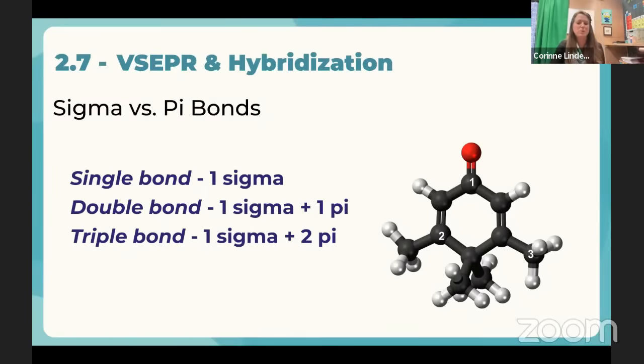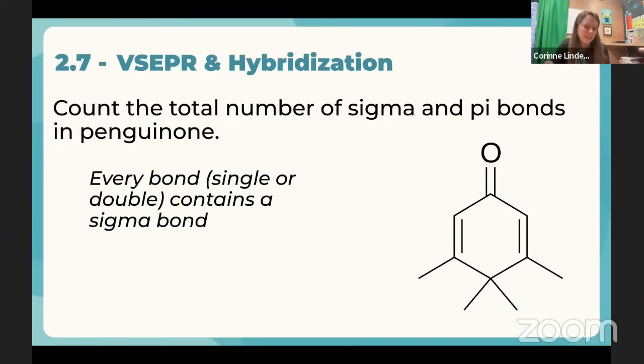The other thing that comes up with this is sigma versus pi. This is so easy, guys. So easy, right? So every single bond has 1 sigma bond. If you have a double bond, in addition to that 1 sigma, it has a pi bond. If you have a triple bond, you're going to have a sigma bond and 2 pi bonds. So looking at this overall molecule, I could quickly count up the number of sigma and pi bonds. Each bond counts as 1 sigma, and then the double bonds have the sigma plus the pi. So if you count these up, you should get 11 sigma bonds and 3 pi bonds.